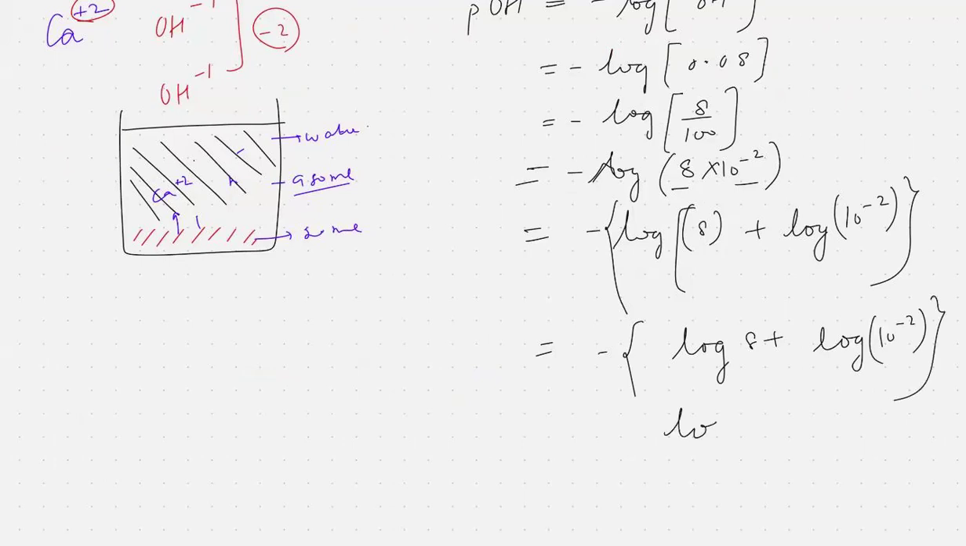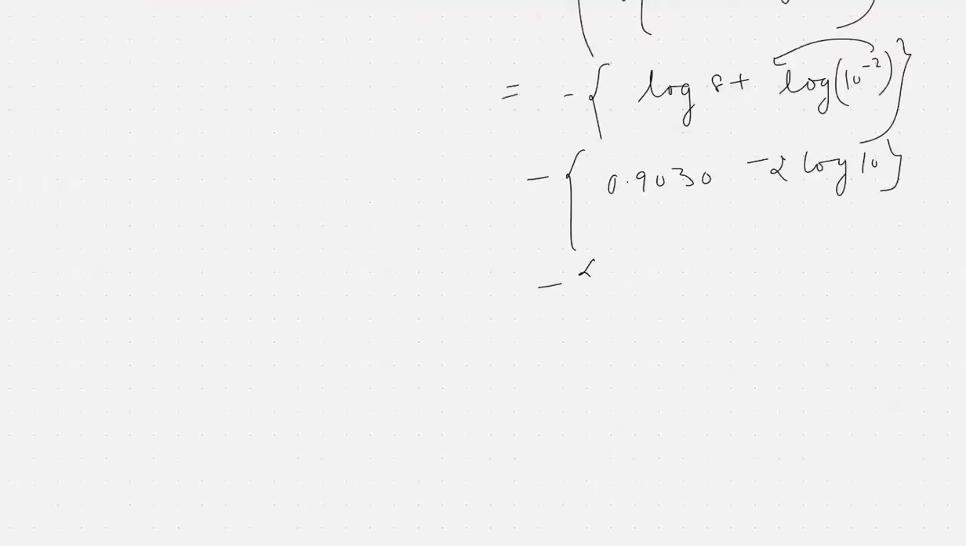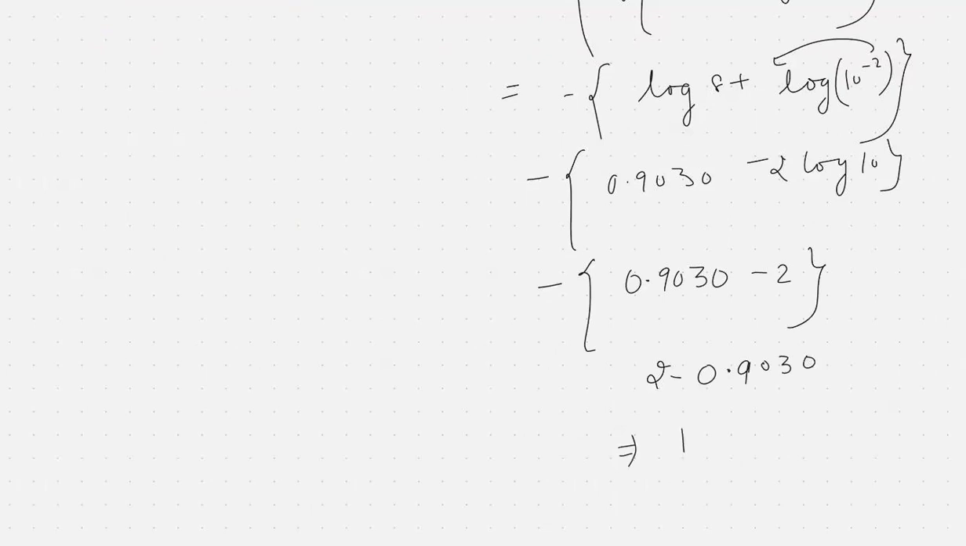Log 8 is basically 0.9030, and this becomes minus 2 times log 10. So you have 0.9030 minus 2. So this becomes 2 minus 0.9030, and this basically is tentatively around 1.0970. That is going to be my pOH.